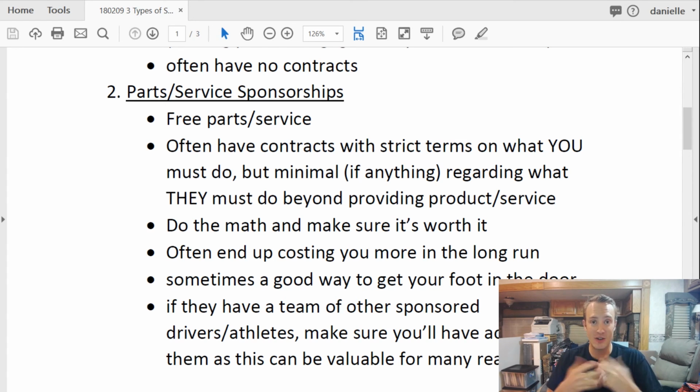Oftentimes I'll find when I have proposals like that from companies, I'll find that it's actually less than minimum wage to do all these things, and that really at a certain point isn't worth it. I'd much rather just spend the extra money or deal without the product and not have to worry about all the extra work that's involved. So that's a decision you got to make. And that's why they can often end up in the long run costing you more.